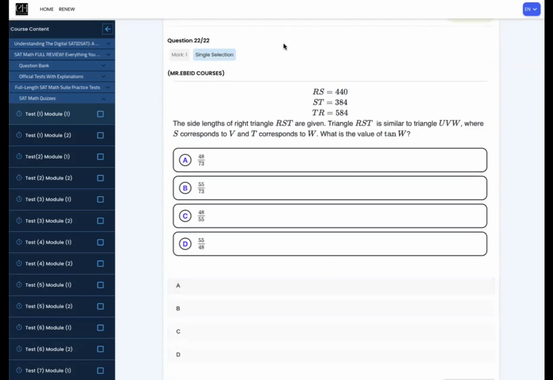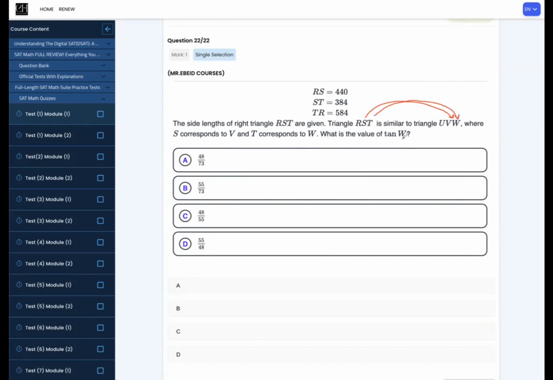In this question we have RS equals 440, ST equals 384, and TR equals 584. The side lengths of right triangle RST are given. This is a right angle triangle. Triangle RST is similar to another triangle, UVW. So in this question, we have two similar triangles. S corresponds to V, the middle letter also corresponds to the middle, and T corresponds to W, the last letter to the last. It means R corresponds to U.